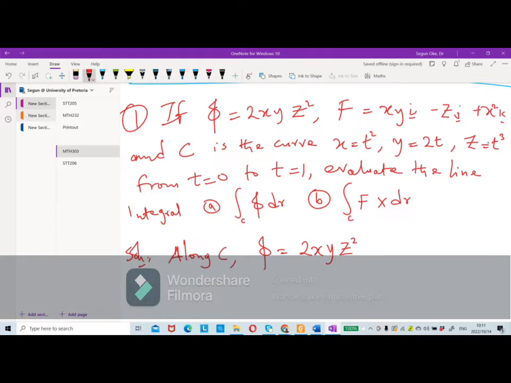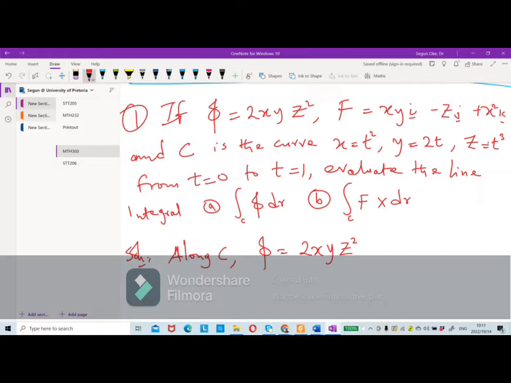Go ahead. Since we know our phi for question A, we're given our curve along t from 0 to 1. So we have the integral from 0 to 1. Then the phi is 2xyz squared. Then our dr is dx i plus dy j plus dz k. So we multiply our phi by the dx i, the dy j, and the dz k.